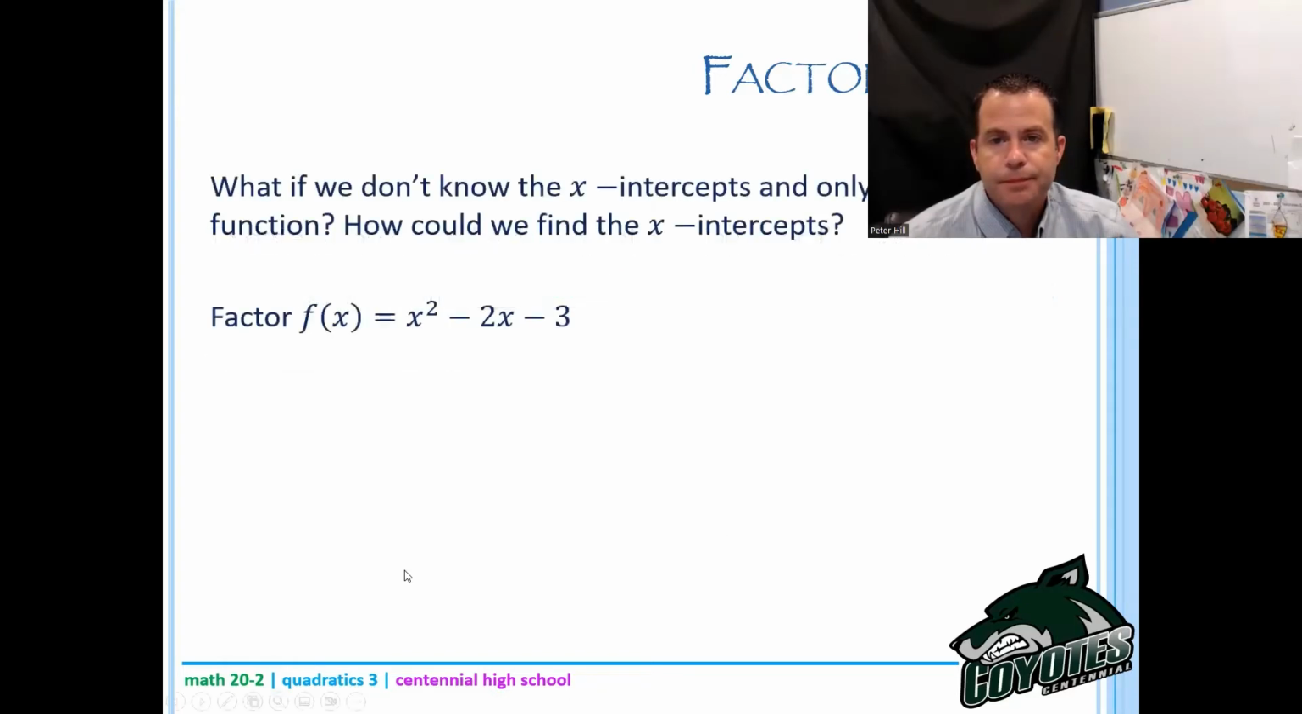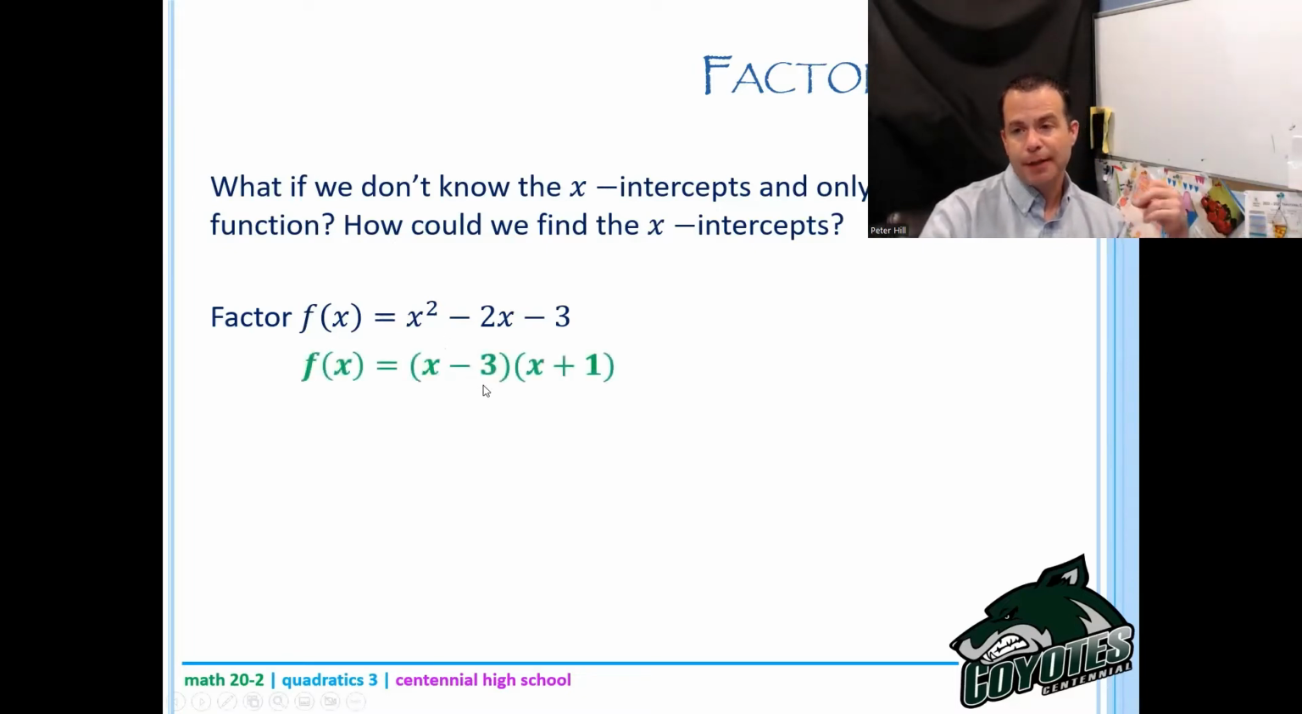All right. So what if we don't know the x-intercepts and only know the function? How could we find the x-intercept? And the question is, or the answer is, factor it. Okay, let's go through factoring this equation here. F of x equals x squared minus 2x minus 3. I want two numbers that multiply together to give me -3, add together to give me -2. Those two numbers are -3 and 1. And so this factors into x minus 3 and x plus 1.